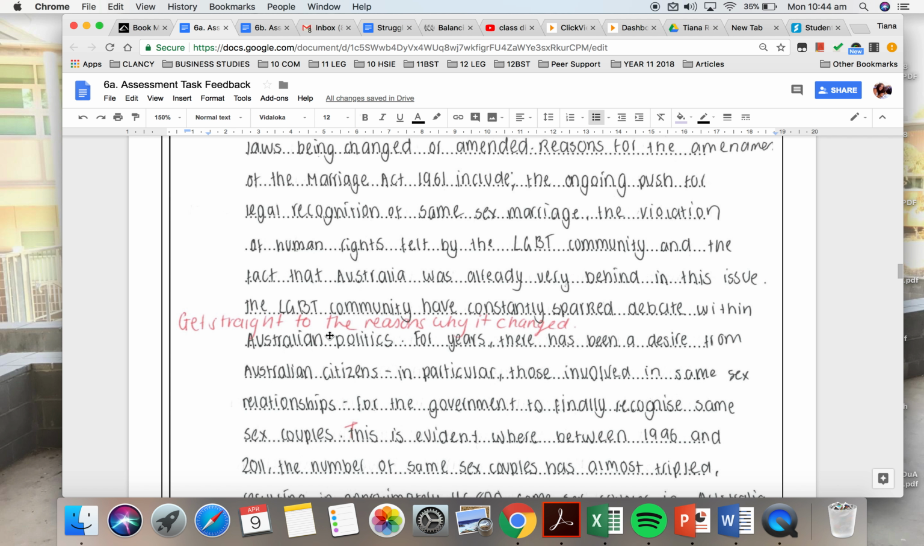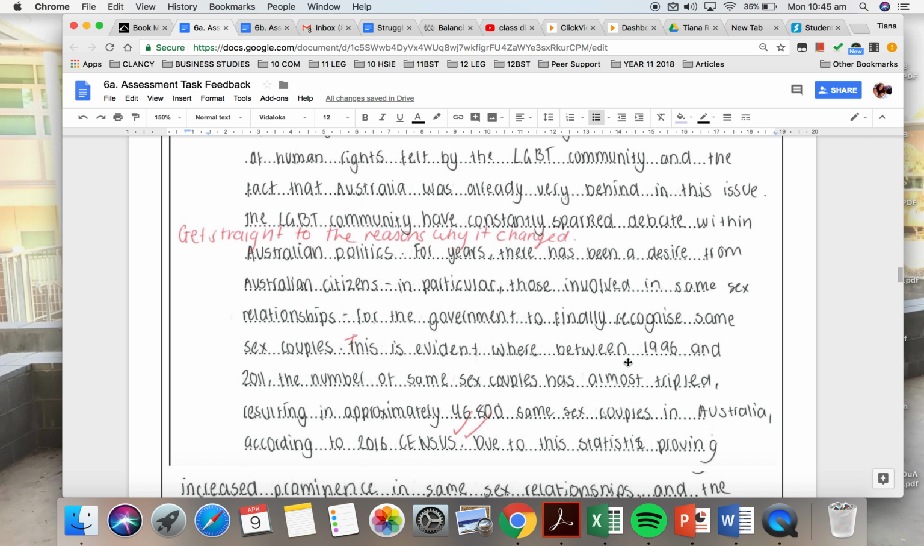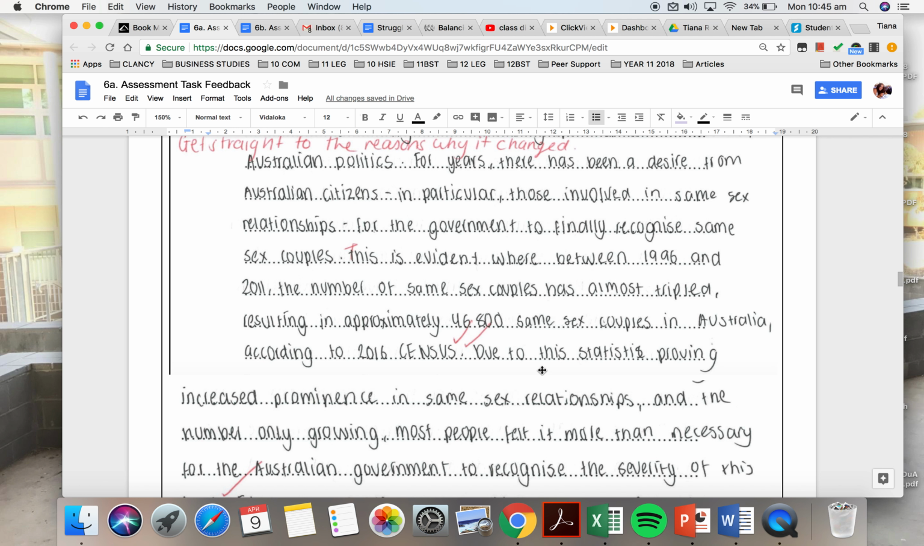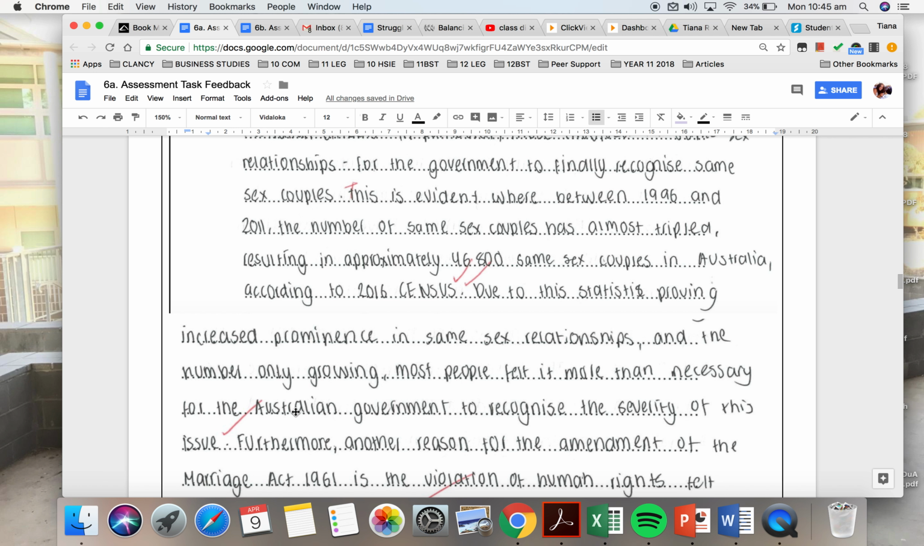The LGBT community have constantly sparked debate within Australian politics. For years, there has been a desire from Australian citizens, in particular those involved in same-sex relationships, for the government to finally recognise same-sex couples. This is evident where between 1996 and 2011, the number of same-sex couples has almost tripled, resulting in approximately 46,800 same-sex couples in Australia, according to the 2016 census. Due to this statistic proving increased prominence in same-sex relationships and the number only growing, most people felt it more necessary for the Australian government to recognise the severity of this issue.